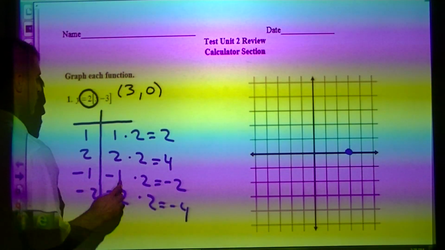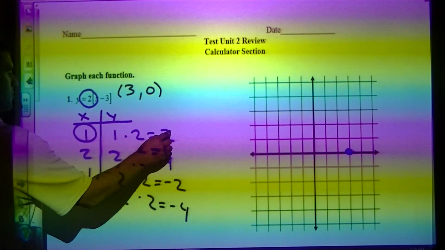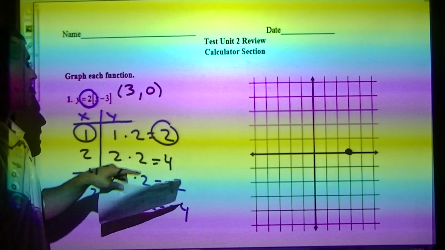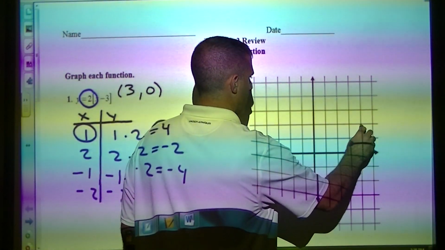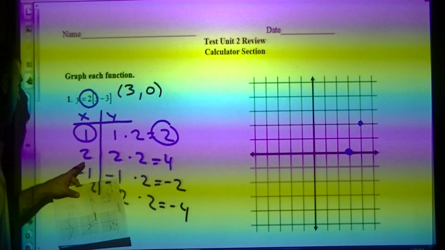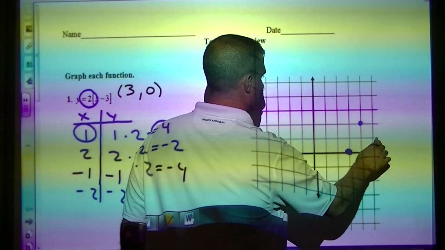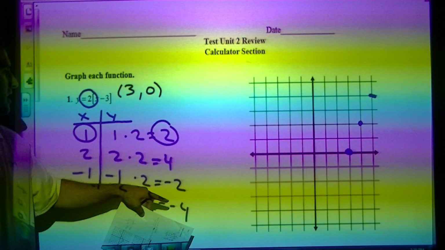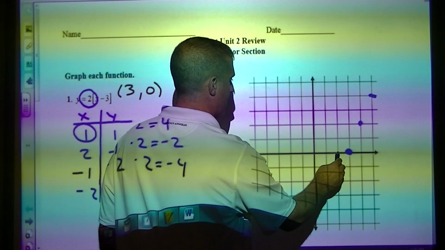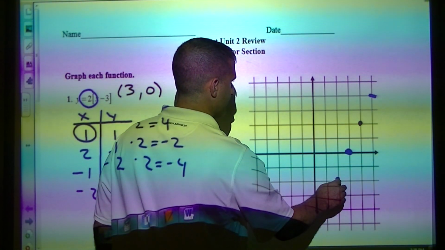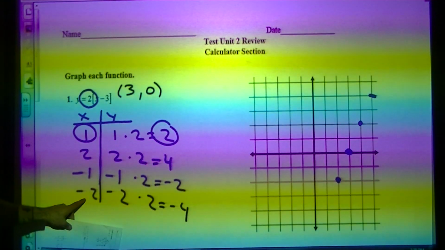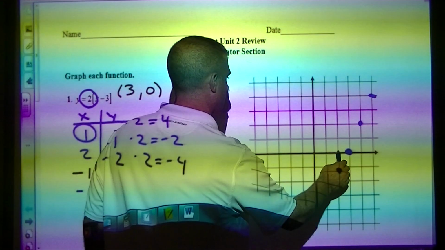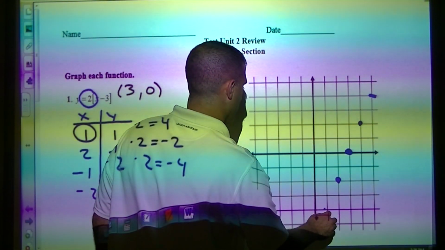Okay, so what you should do with these x and y's is plot them. I'm going to go 1 right, 2 up, 1 right, 2 up. I'm just going to put a dot. 2 right, 4 up: 1, 2, 1, 2, 3, and 4. Negative 1, negative 2. So from that anchor point, negative 1, and then negative 2, negative 4: 1, 2, 1, 2, 3, and 4.